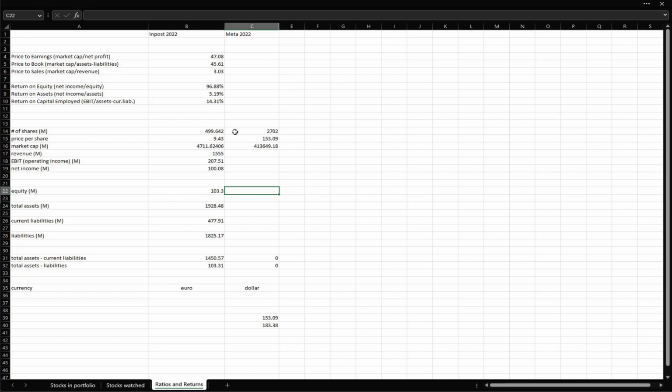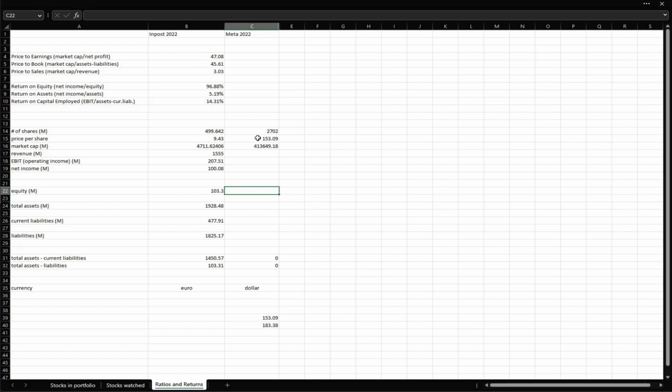Number of shares. That's all those numbers with big M are in millions. Number of shares at the end of 2022 was 2,702 million shares outstanding. And at the moment of publication of that report, the price of Facebook was $153 roughly.